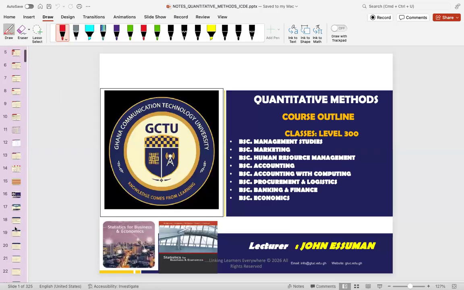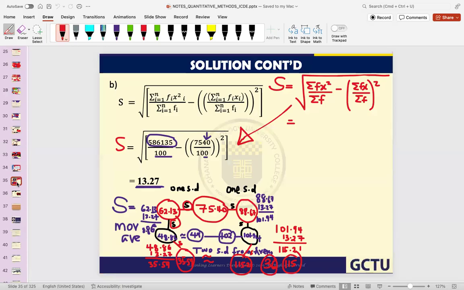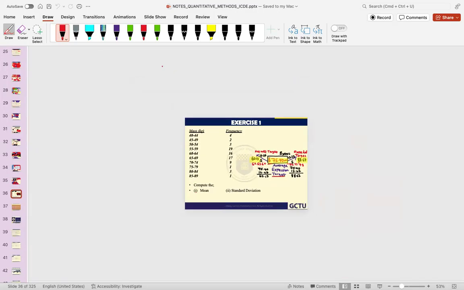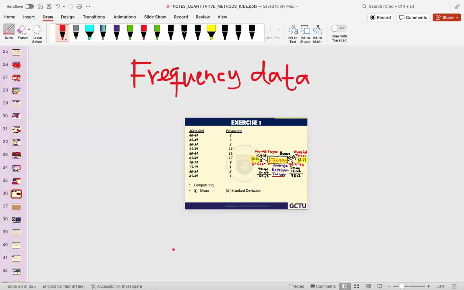So let's take off from where we ended the other time. The other time we came to the conclusion that if you have any frequency data, there are three things you can do about it.